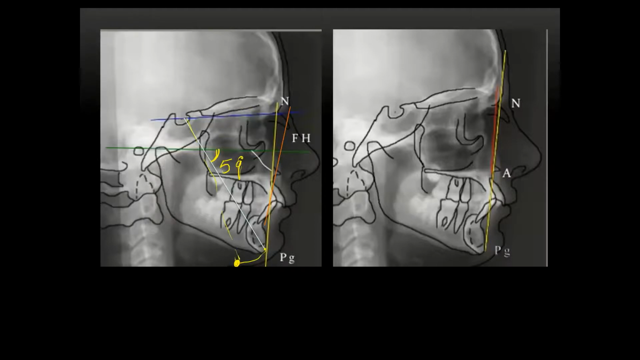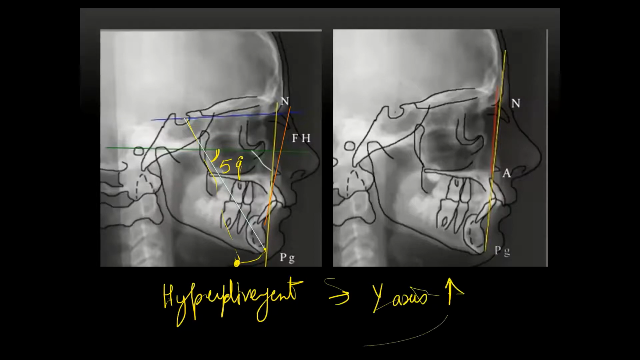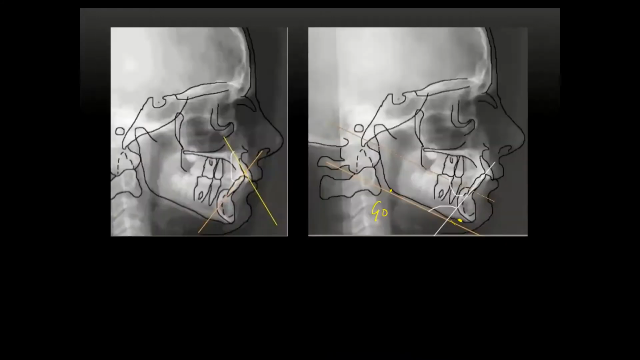So does it increase in backward rotators or forward rotators? Anyone? Y-axis increases in backward rotators or forward rotators? Backward rotators, yes. So it would be a hyperdivergent patient. In a hyperdivergent case, the Y-axis will increase. Okay, I'm so glad I'm able to make you understand.